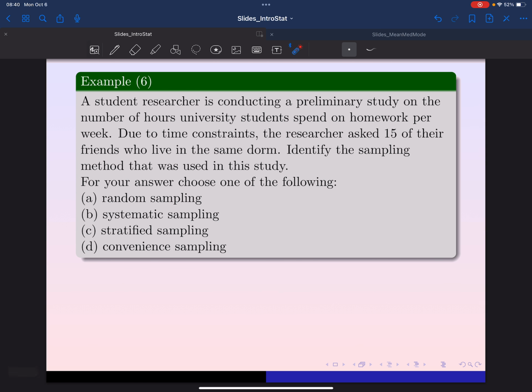Another example: a student researcher is conducting a preliminary study on the number of hours university students spend on homework per week. Due to time constraints, the researcher asked 15 friends who live in the same dorm. Identify the method that was used in this study. So the researcher is choosing 15 of his friends. That's not random, not systematic, not stratified, that's very convenient for him. So the type of sampling is called convenience sampling.